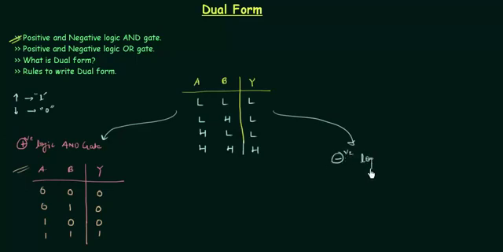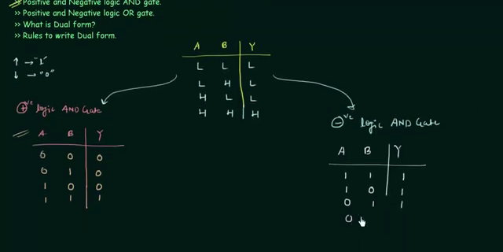The negative logic AND gate. We have two inputs, A, B, Y is the output, and in case of negative logic, the lower value is represented by 1. So we have 1, 1, 1, 1, 0. The higher value is represented by 0. So we have 0, and we have 1, then 0, 1, 1, and finally we have 0, 0, 0. So this is the truth table for negative logic AND gate.